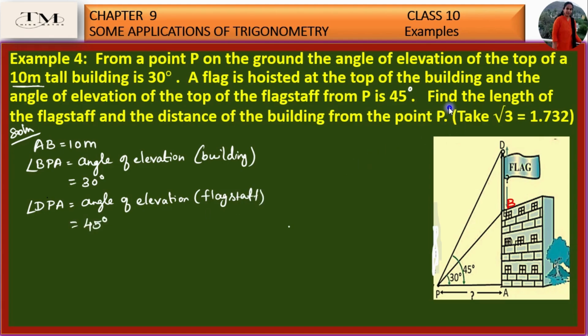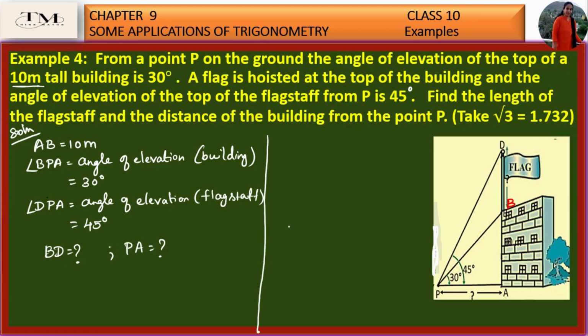What we need to find? Find the length of the flagstaff, which is BD. We have to find out the length of BD, and the distance of the building from the point P. So where is the building? Building is at A. From the point P, we have to find out PA. So these two things we have to find out.